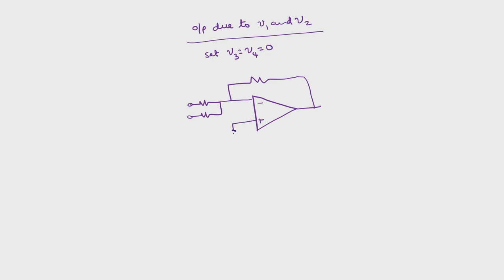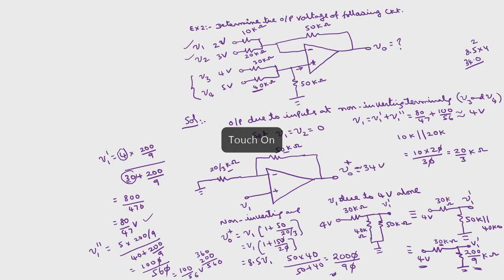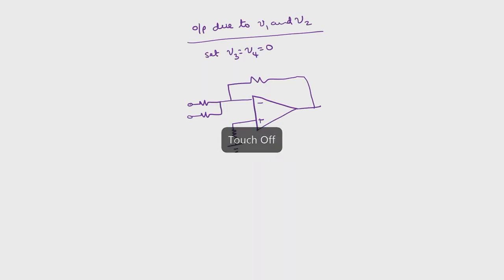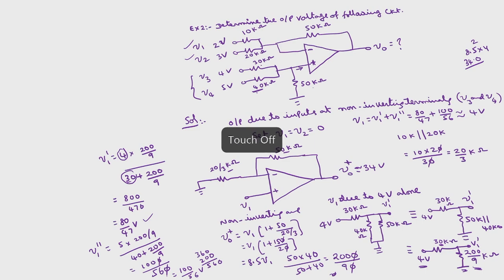Here there will be some equivalent resistance, but this will not have any impact. The value of this resistance is, in fact, the 30, 40, 50 parallel combination. Normally this will be used to compensate the offset current, because here the current is 0, there will be no voltage drop. So this voltage is 0 volts, this is also 0 volts. And the remaining circuitry will be this 10K, 20K and then feedback resistance 50K.